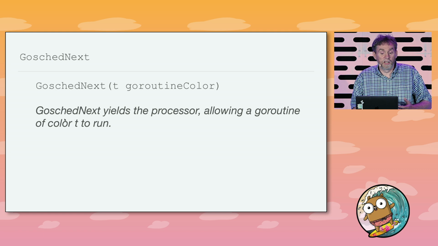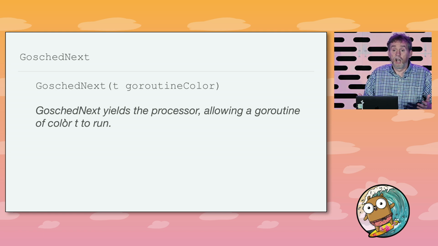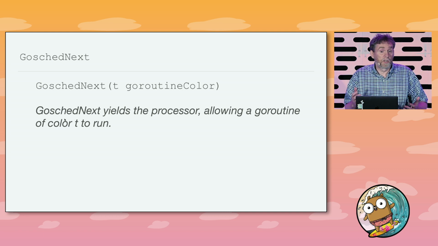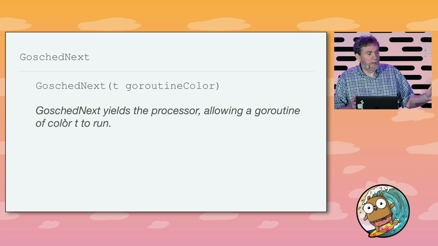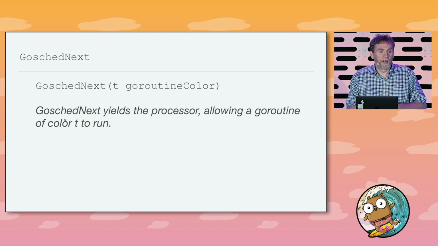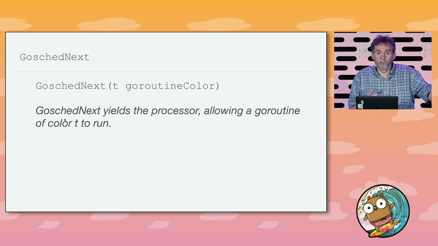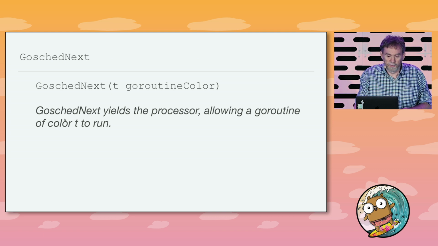The way I put it here is that Gosched next yields the processor, allowing a goroutine of a certain color to run. We'll get to what a color in a minute. The important thing here is just to say that what's happening is that, in effect, you're telling the runtime what to do. You're telling the scheduler that the next thing I want to run is this sort of thing. Don't just decide for yourself.